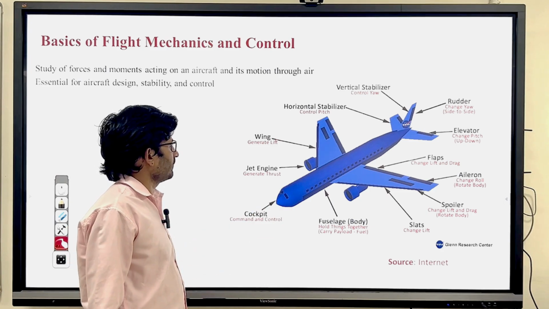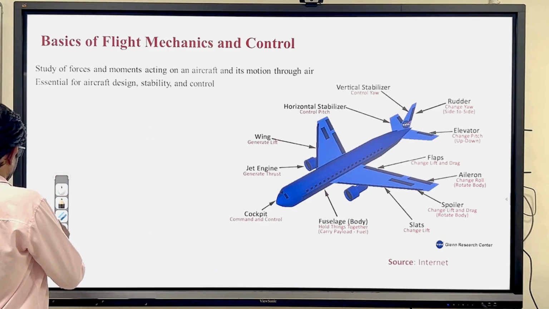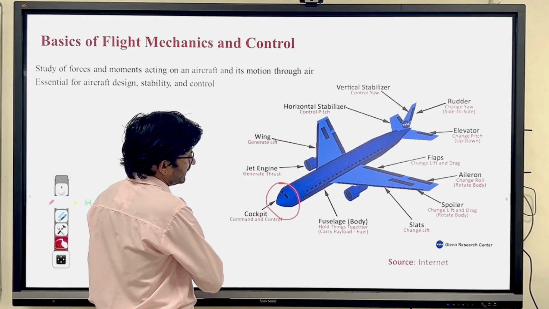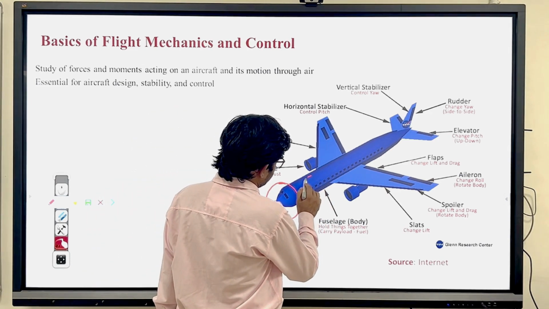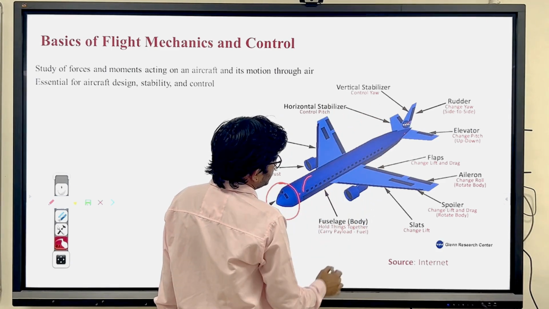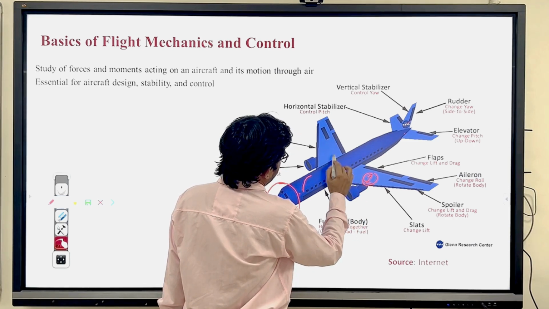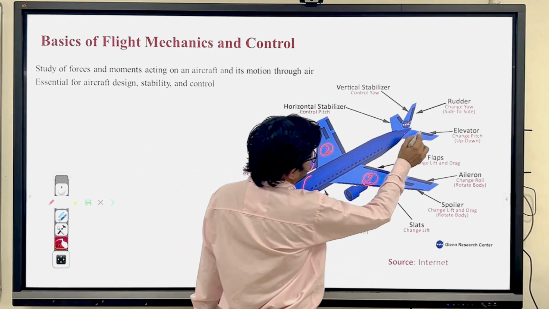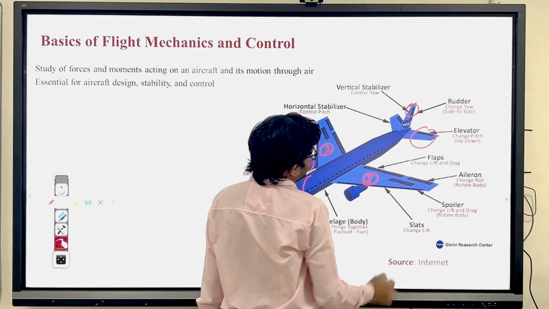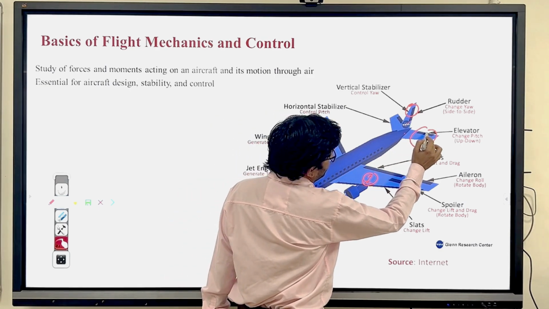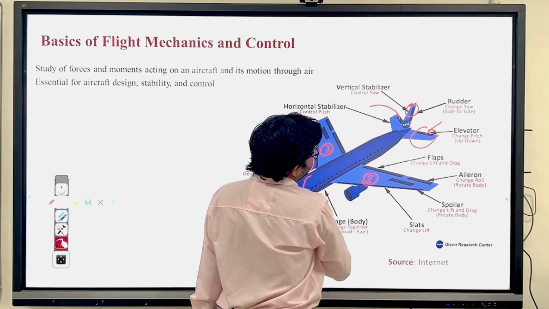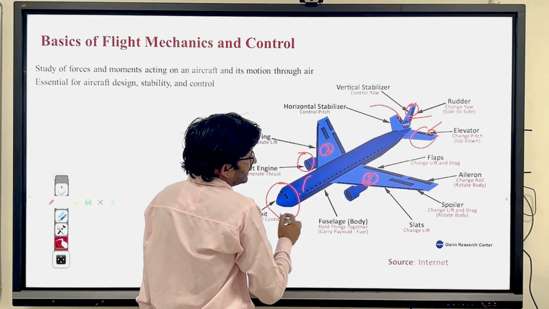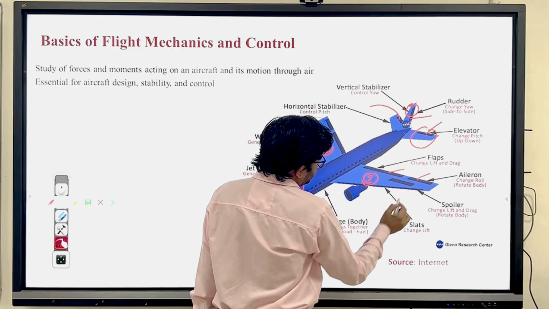So you can see the basic components of the aircraft here. This part is known as the cockpit. This is the fuselage body, from this point to this point, all body. This is one side of the wing, and this is the other side of the wing. This is the engine. Okay. This is the horizontal stabilizer. This is the vertical stabilizer, and associated with these small surfaces called elevator, and this is also elevator. And similarly for the vertical stabilizer, this is the rudder, and this is flaps, this is aileron, this is spoiler.